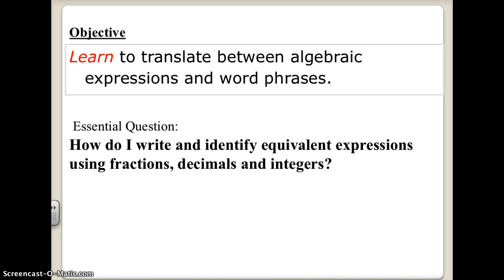Let's fill in our objective. Learn to translate between algebraic expressions and word phrases. Next, complete the essential question. How do I write and identify equivalent expressions using fractions, decimals, and integers?